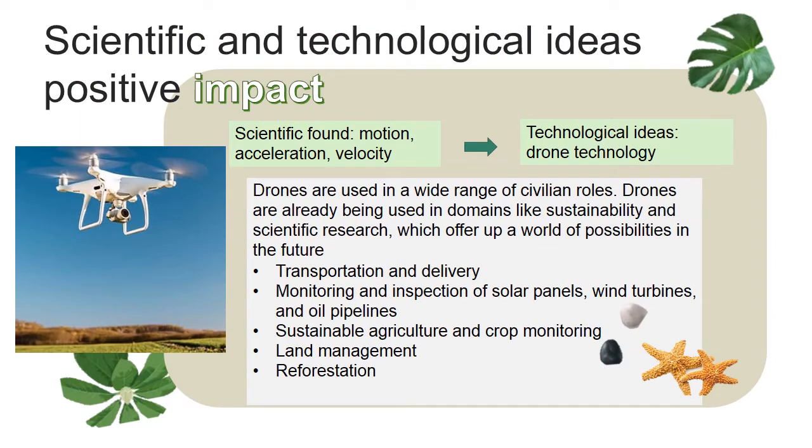Let's see the example of scientific and technological ideas with positive impact. Scientific found motion, acceleration, velocity, and technological ideas, drone technology. Drones are used in a wide range of civilian roles. Drones are already being used in domains like sustainability and scientific research, which offer up a world of possibilities in the future like transportation and delivery, monitoring and inspection of solar panels, wind turbines, and oil pipelines, sustainable agriculture and crop monitoring, land management and reforestation.